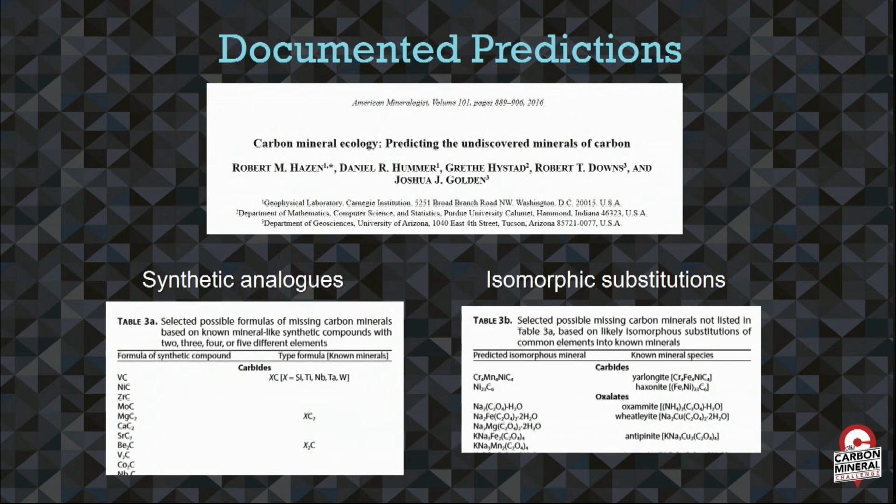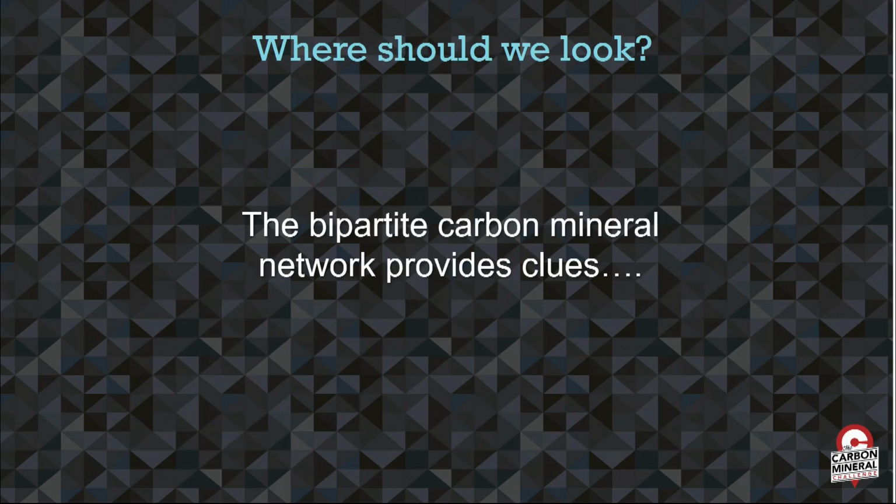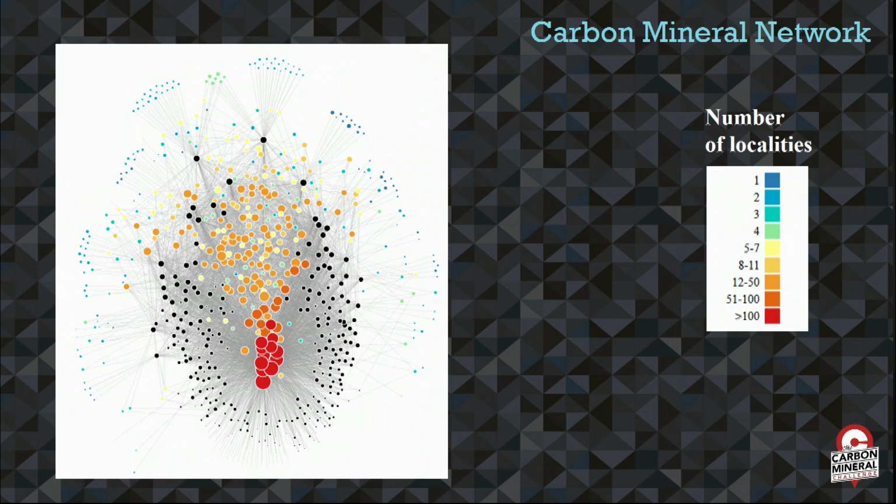of these predictions. So here's a table with all of our synthetic analog predictions, a bunch of carbide minerals there. Here's a table of a bunch of predictions based on substitutions. And where do we look for these? Well, the bipartite carbon mineral network that I showed before gives us some clues. What locations do we want to look in?